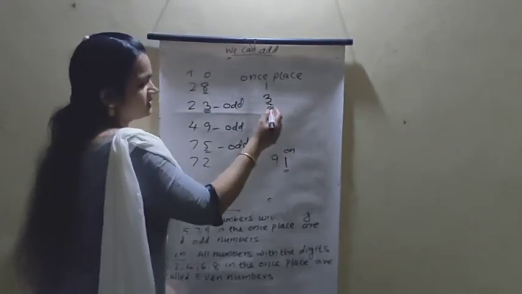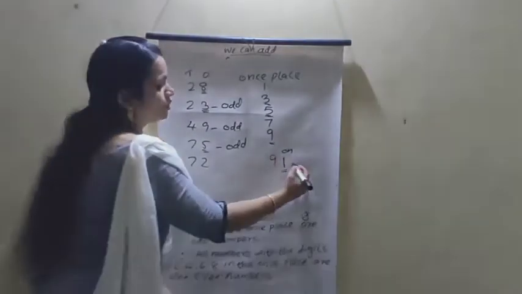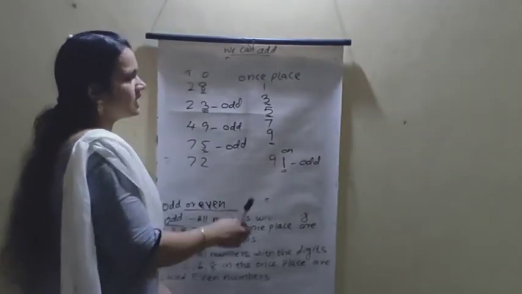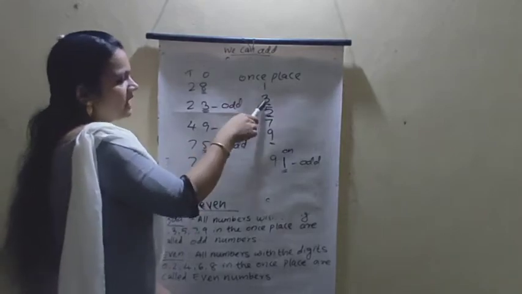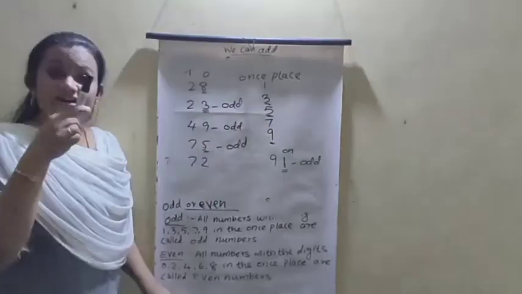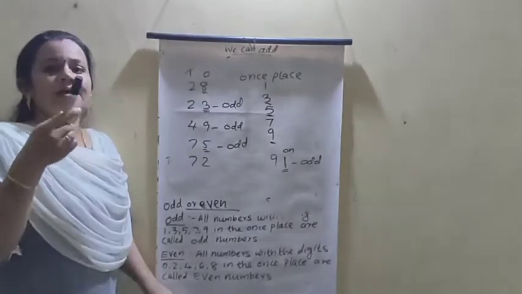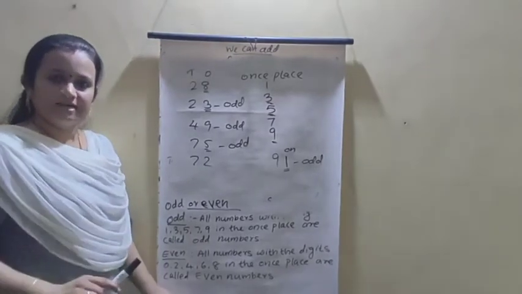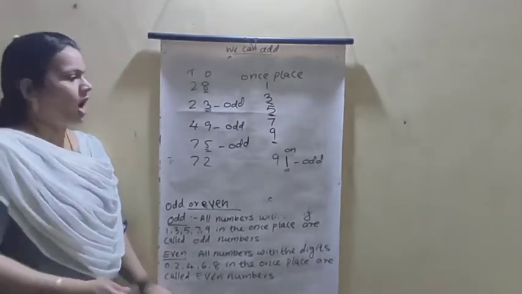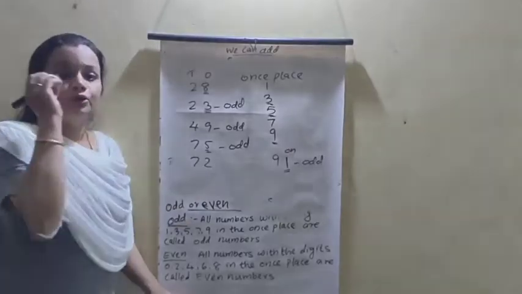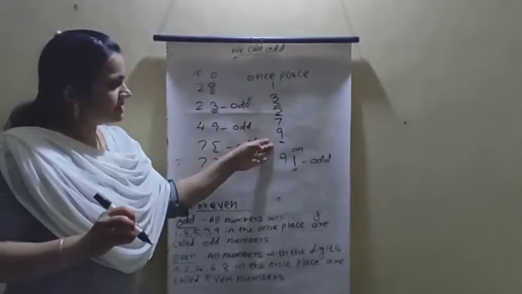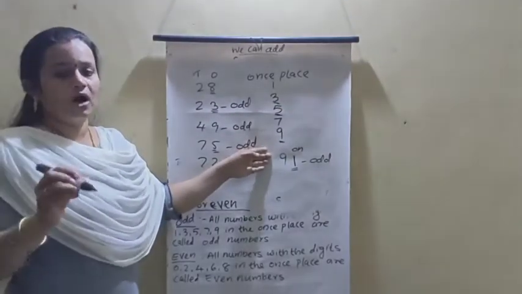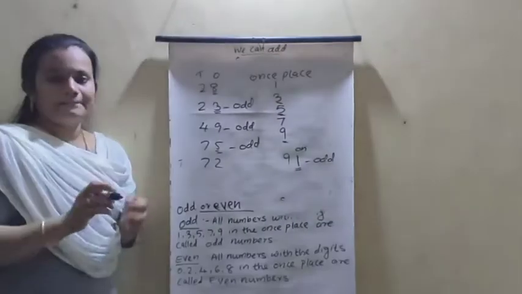Here the ones place is 1, so this is an odd number, because 1, 3, 5, 7, 9 is in the ones place. Those numbers are called odd numbers. Understood all? How to identify the odd numbers? You check the ones place. If these numbers are in the ones place, they are called odd numbers.